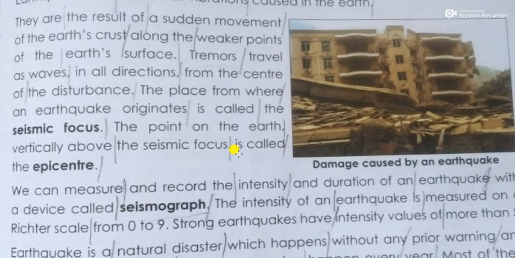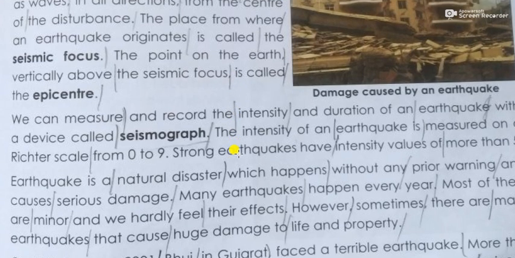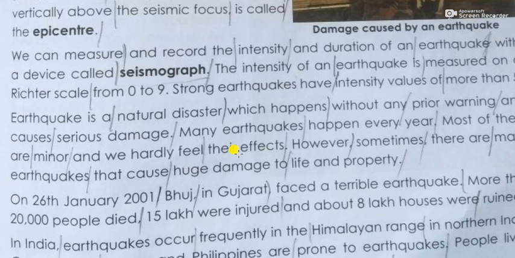We can measure and record the intensity and duration of an earthquake with a device called a seismograph. The intensity of an earthquake is measured on the Richter scale from 0 to 9. Strong earthquakes have intensity values of more than 5. Earthquake is a natural disaster which happens without any prior warning and causes serious damage. Many earthquakes happen every year.